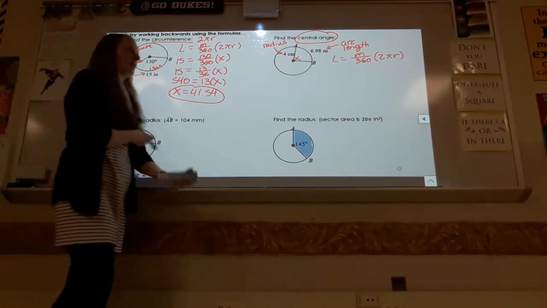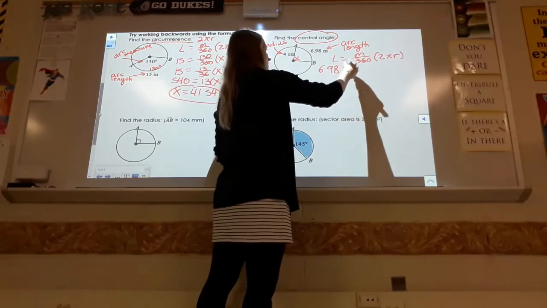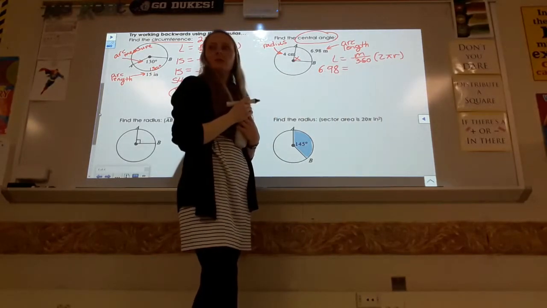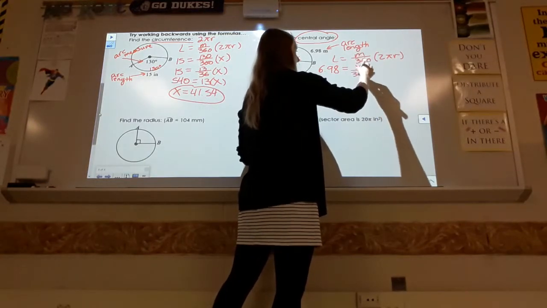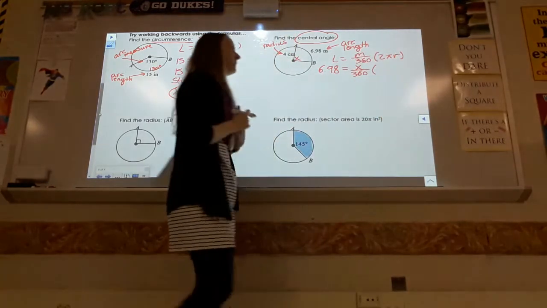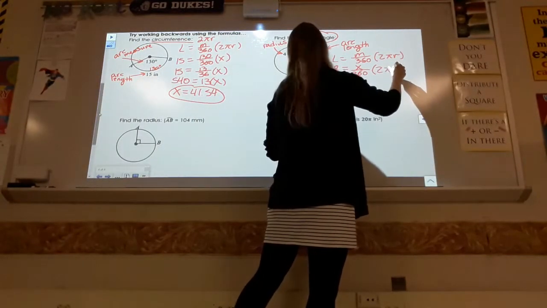Alright, do I know the arc length? Yes, so that goes here. Do I know the arc measure? No, I do not. That's what I'm looking for. So you can either leave it as M or you can write it as x, since that's what we have in the picture. Do I know what the radius is? Yes. It is 4.